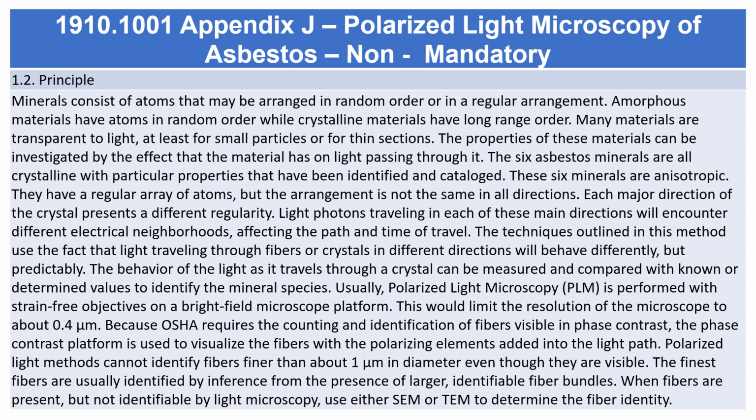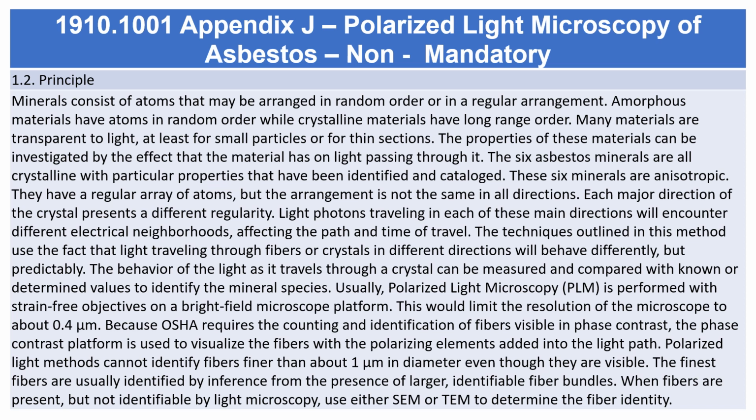1.2. Principal minerals consist of atoms that may be arranged in random order or in irregular arrangement. Amorphous materials have atoms in random order while crystalline materials have long-range order. Many materials are transparent to light, at least for small particles or for thin sections. The properties of these materials can be investigated by the effect that the material has on light passing through it. The 6 asbestos minerals are all crystalline with particular properties that have been identified and catalogued.